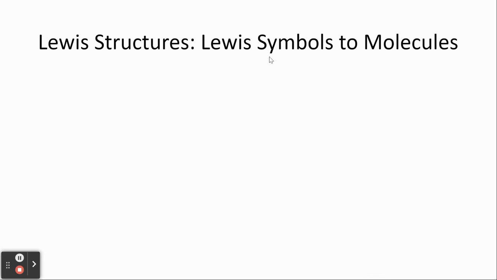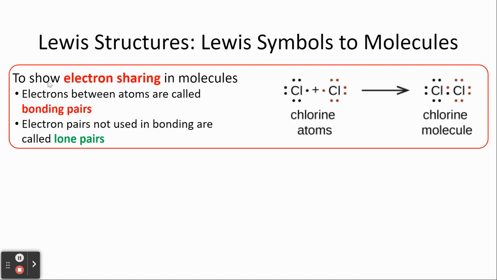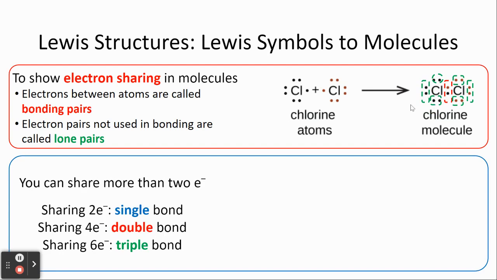Now, if we were to look at Lewis symbols in molecules, we're going to have two types of electrons. We're going to have what are called bonding pairs of electrons, which are electrons that are being shared between atoms. And we have lone pairs of electrons, which are not being shared in bonding. Now, we can have more than two electrons being shared between atoms in a bond.